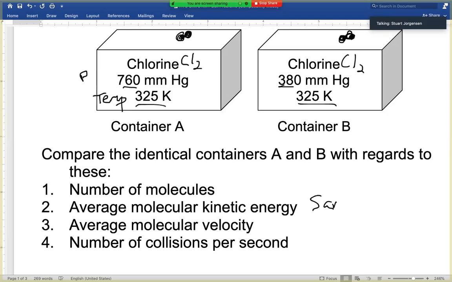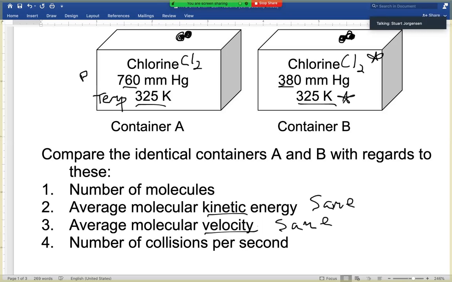I'm jumping ahead a little bit. We know these are the same. The kinetic energy is the same because the temp is the same. And the velocity would also have to be the same because they're the same particles at the same temperature. They have the same mass.